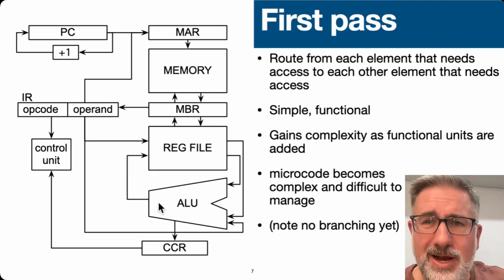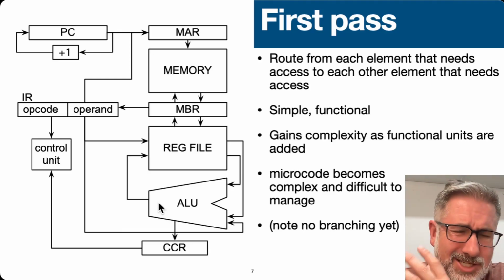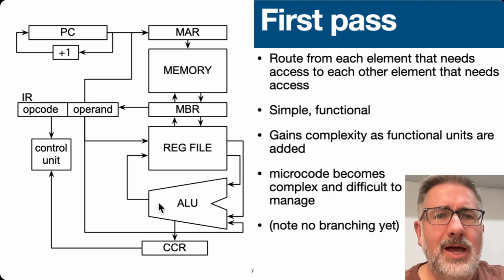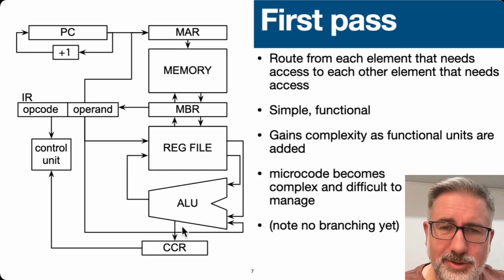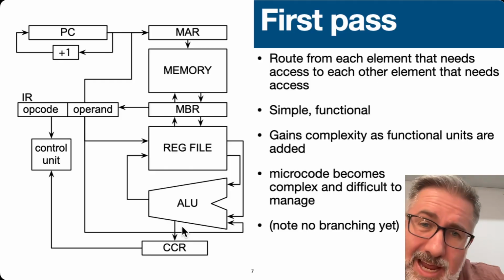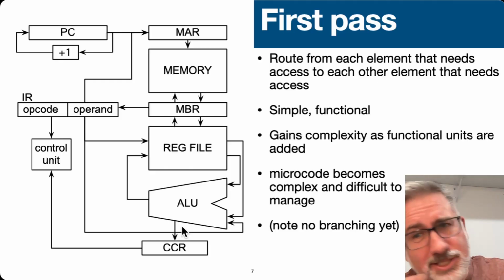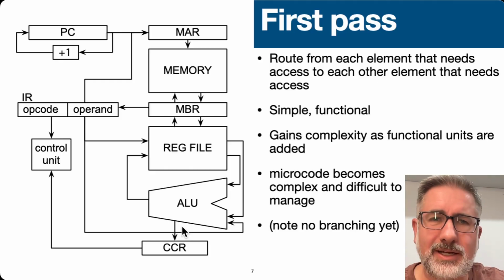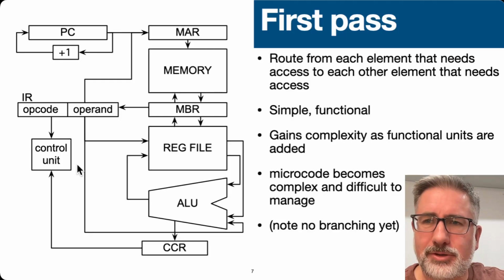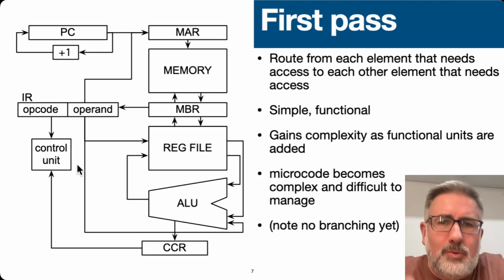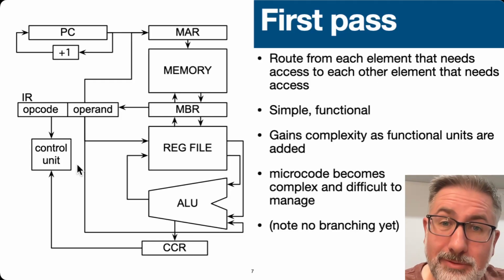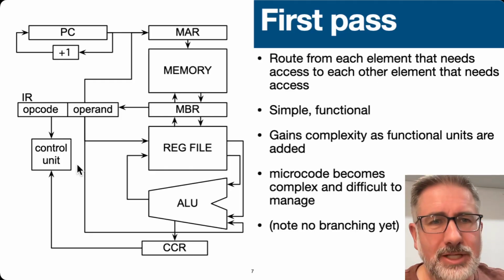It says no branching yet, but I believe this can do branching. There may have to be some decisions to be made. We've also got this condition code register, which is going to tell us something about the ALU. If the ALU result was 0, then we take the branch. If it wasn't, then we don't. This is the kind of thing. And then we've got this sort of magic box here called the control unit, which is really what we're unpacking when we're building out the microcode stuff, and we'll see what goes in there later.